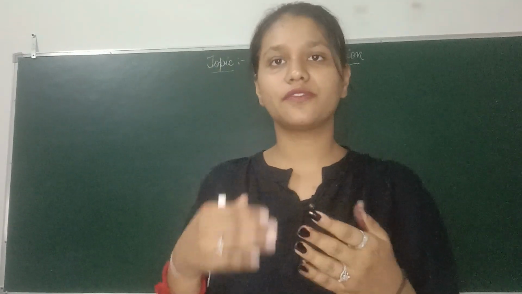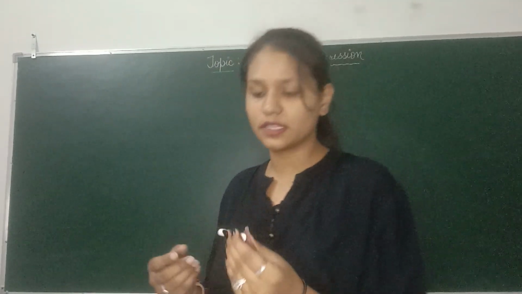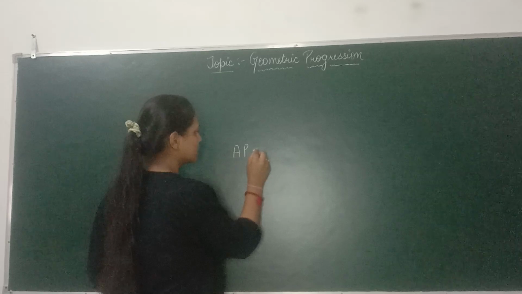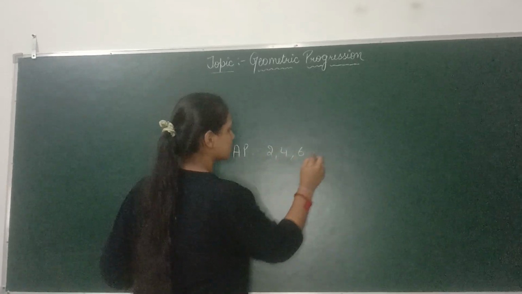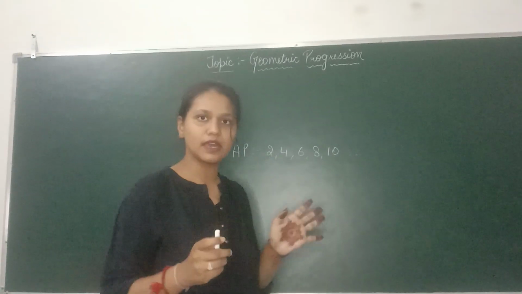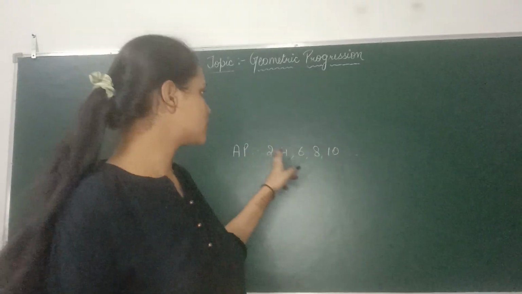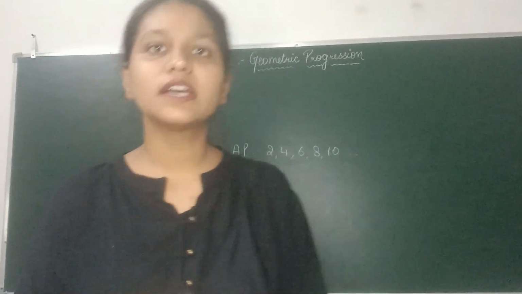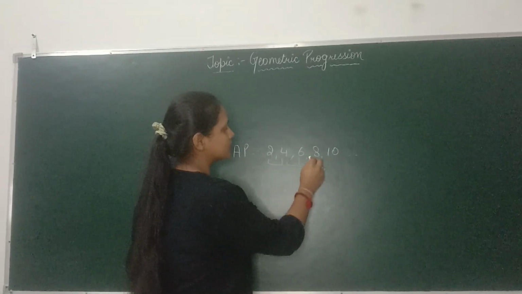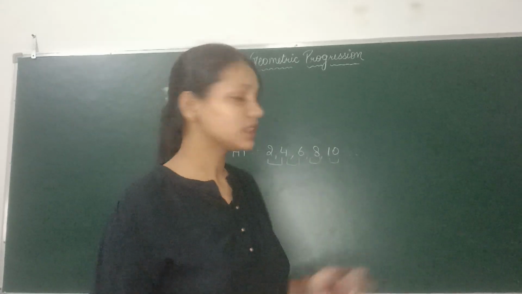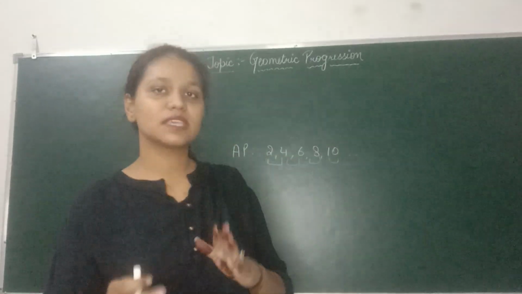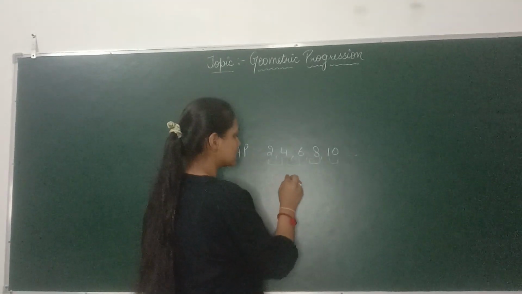Suppose we form an arithmetic progression series like this one, that is 2, 4, 6, 8 and so on. We have made a series of numbers, and we have taken the series of even numbers. In this series, the difference between all the numbers, the succeeding number minus the preceding number, will always be the same.